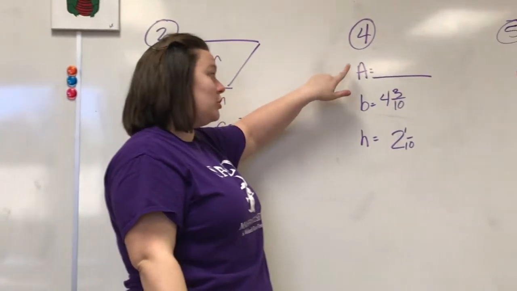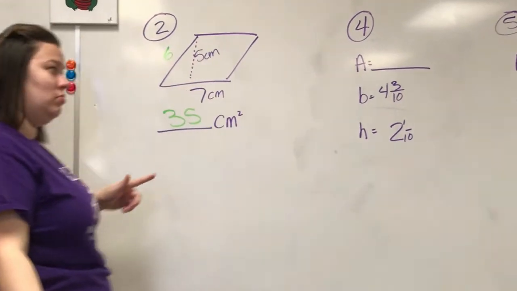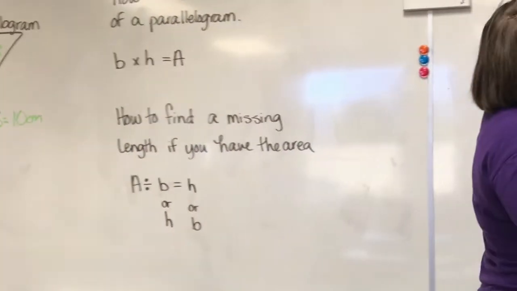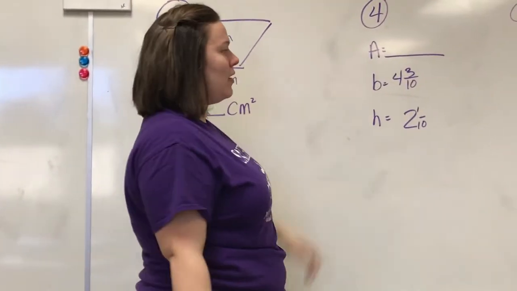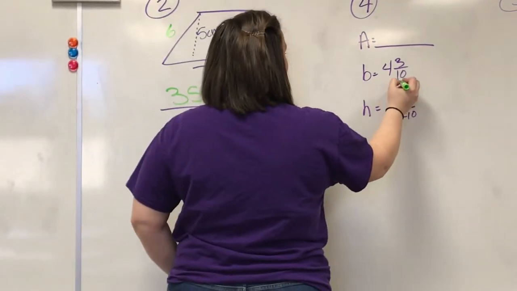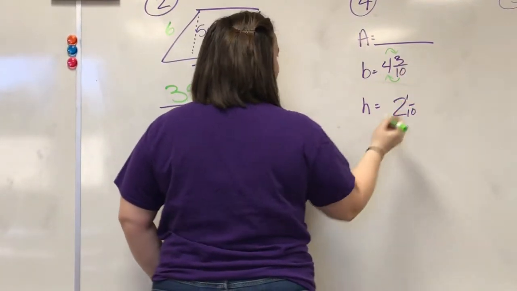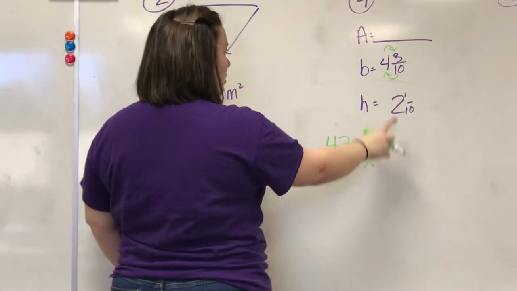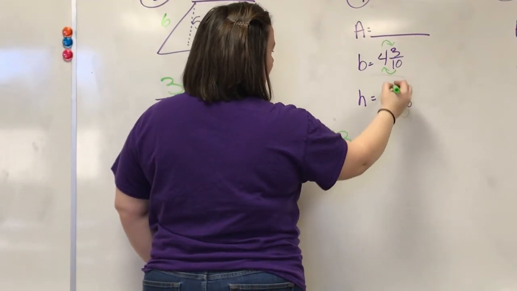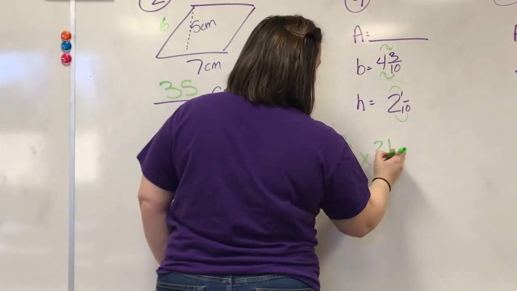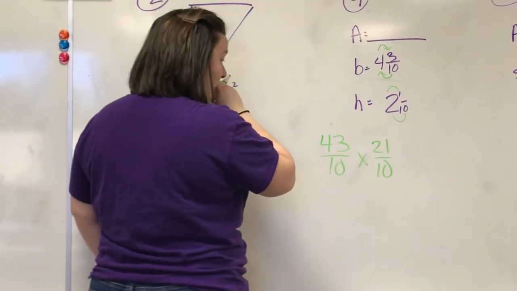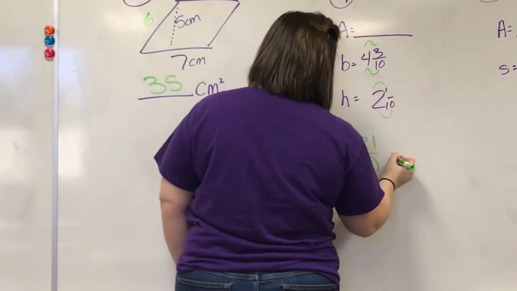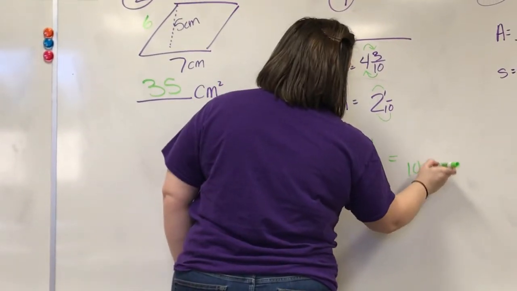Number 4, we're trying to find area again. Base times height. Here's my base, however, it looks a little bit different, so I need to turn it into an improper fraction. Multiply, add, I get 43 over 10 times my height. Multiply, add, 21 over 10. Holy, that's a big number. Okay. The bottom number is going to be 100. I know that much.